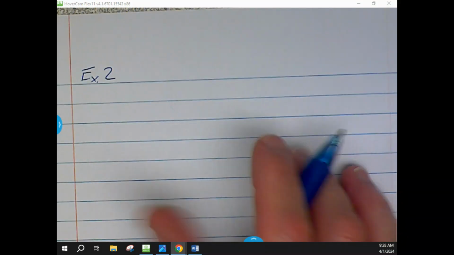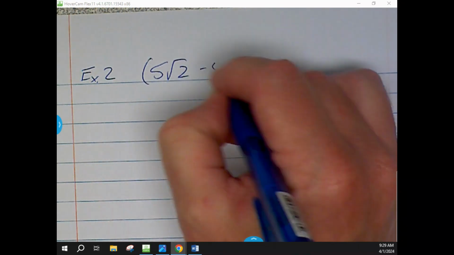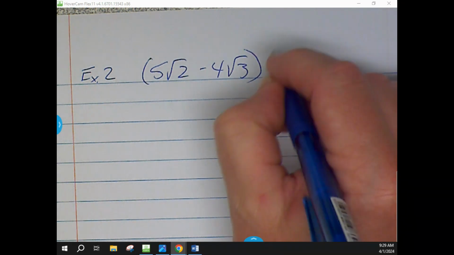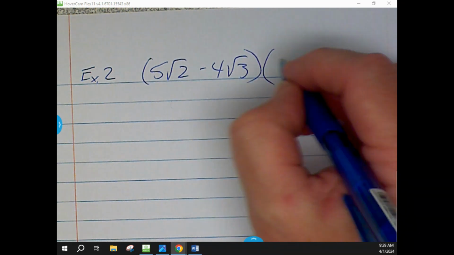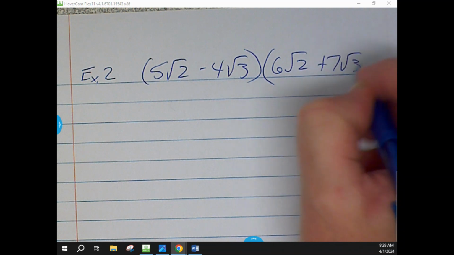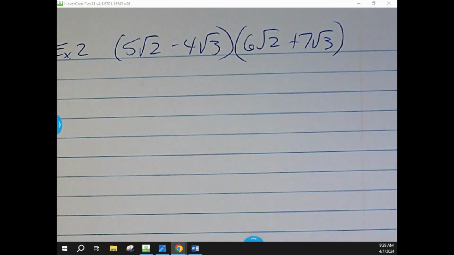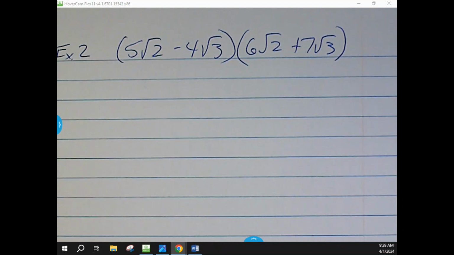So for this one, let's go with 5 square root of 2 minus 4 square root of 3. And then 6 square root of 2 plus 7 square root of 3. Okay, and again, just doing the full method for this thing.